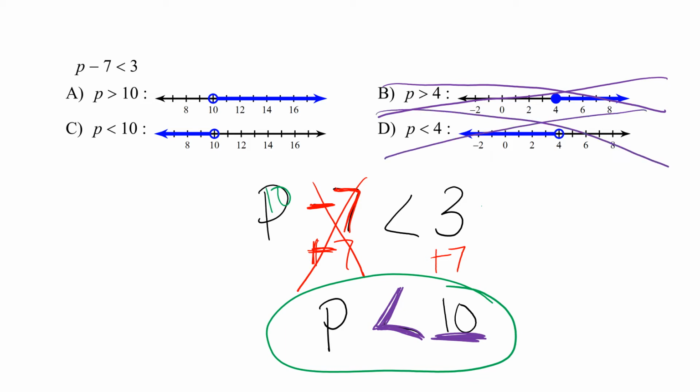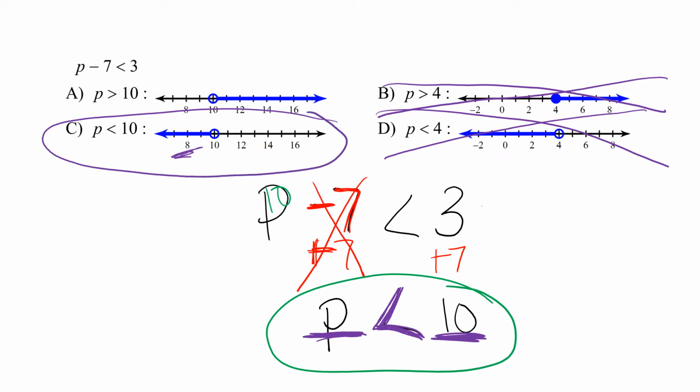That's an open circle on 4. So now I look at my direction. The value of p is supposed to be the numbers less than 10. So I'm looking at A and C. They have the correct circle, both on 10, but I want my arrow showing the numbers less than 10. Well, 8 is less than 10, so C is the correct graph of this solution. P is less than 10.